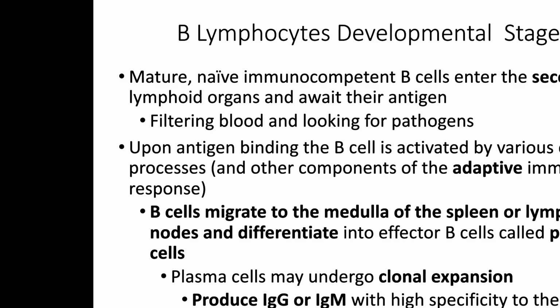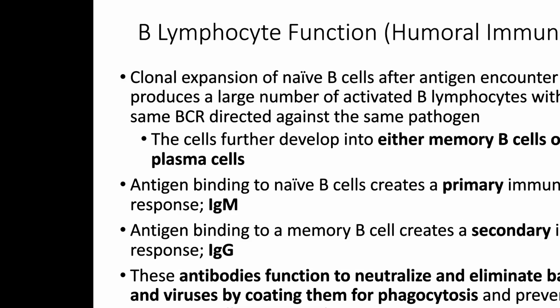The plasma cells will then undergo clonal expansion. Their job is to produce IgG or IgM that have a high specificity to the antigen. When they undergo that clonal expansion, that means they'll also be immortalized, which means they'll be a long-lived memory cell to help provide long-term immunity. That way you don't get sucker punched by the same infection again.